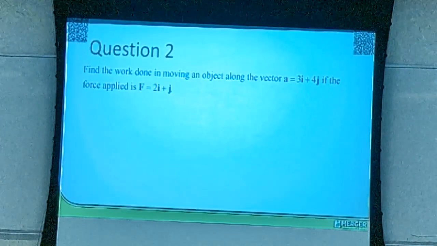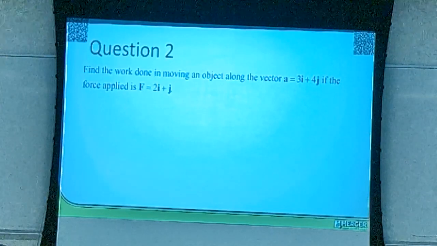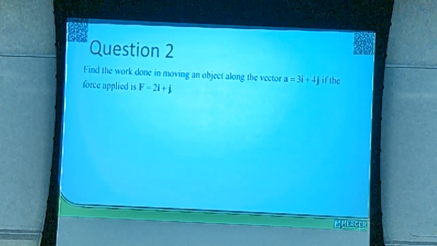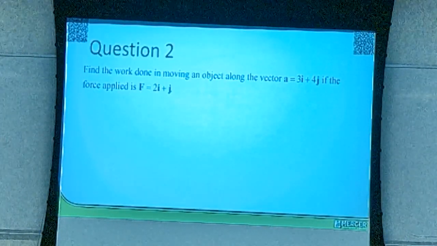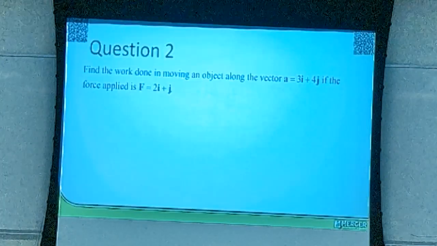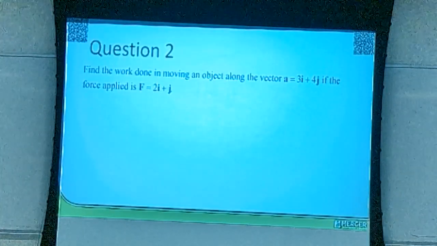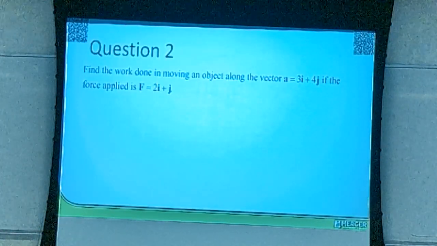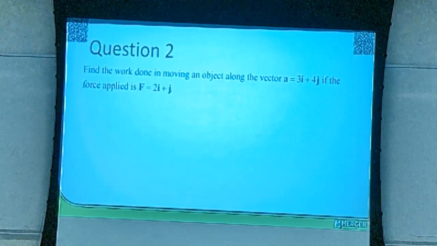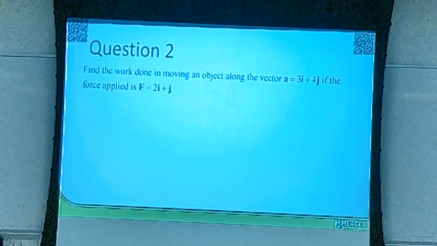Find the work done moving an object along the vector 3i plus 4j if the force applied is 2i plus j. This one's going to be really challenging. So work, it's important to note, is not a vector. Work is a scalar. What's the SI unit for work? Joules. The joule.